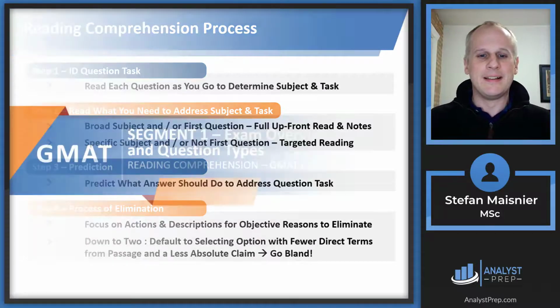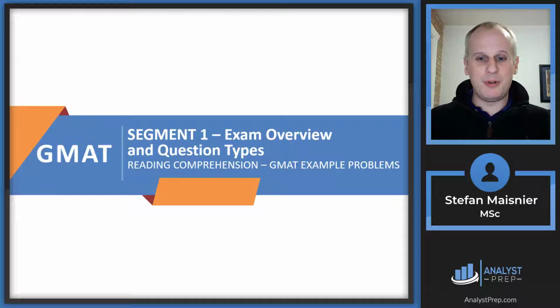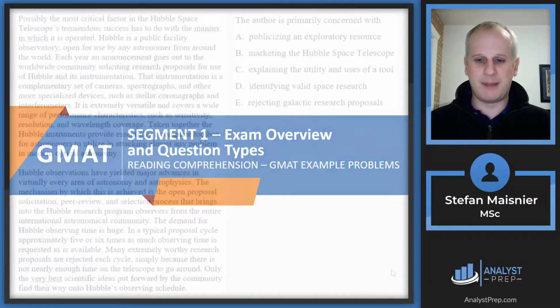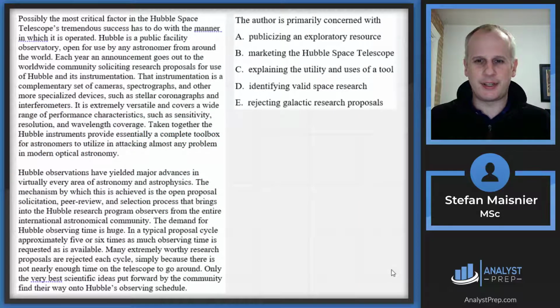So, building on what we just did, let's go take a look at a couple of reading comprehension examples and how you'll engage with them on the actual GMAT. Okay, let's take a look at another passage involving the Hubble Space Telescope. So, always read the question first. And in this case, we can see that we're being asked once again, what is the author primarily concerned with?